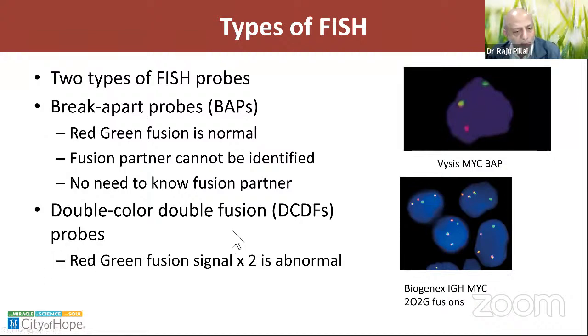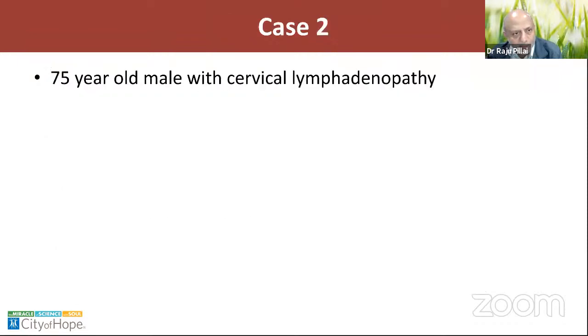as opposed to the double color double fusion probes, where the two reds and the two greens are normal. And then if there is a translocation, the red and green come together. So the red-green fusion signal, sometimes you will get two signals because the translocation will have two derivative chromosomes, and both of them will create fusion signals. So these are the typical signal patterns that are used for diagnosing FISH abnormalities.